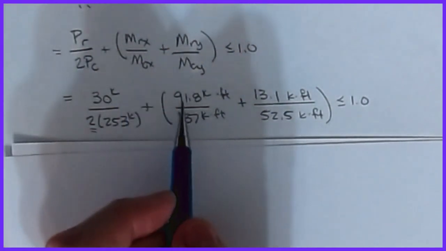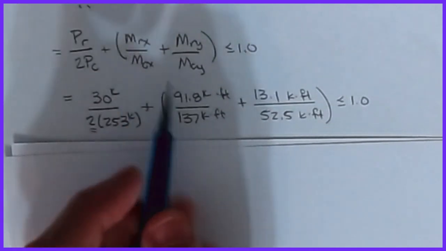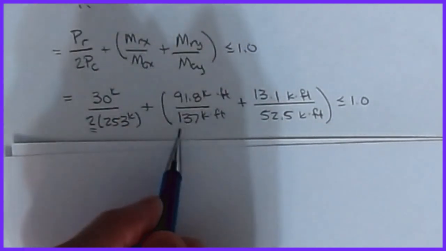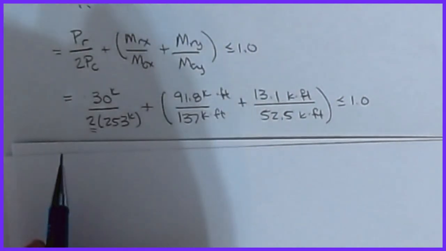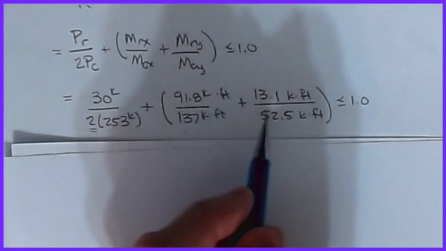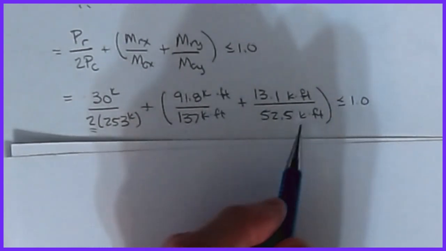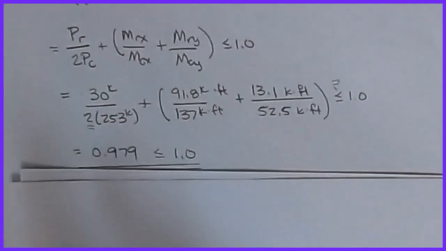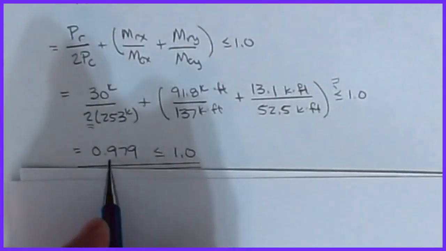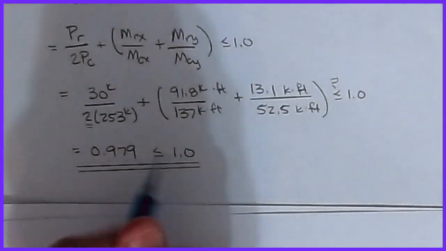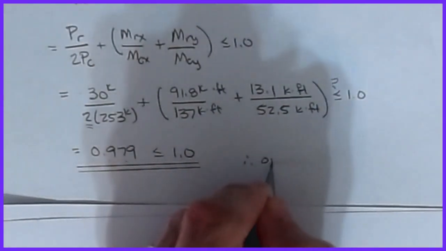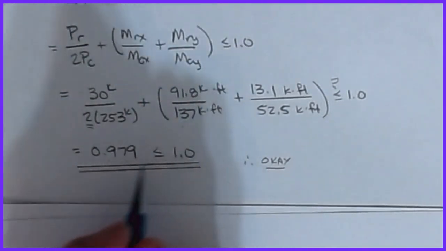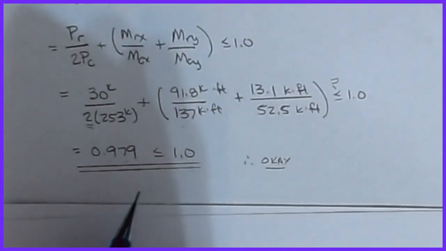Okay, and then we're going to come in and do our X direction ratios. These are the magnified ratios. So MRX, our magnified moment, was 91.8. Okay, and our capacity was the phi MN in the X direction, that 137 that we saw. And then the Y direction also contributes, 13.1 over 52.5. And then we ask the question, are we less than 1.0? Okay, and it turns out that if you do the math on this, it's 0.979. Okay, and that is indeed less than 1.0, so therefore we are okay for this column in this situation. And in fact, it's actually a pretty good design. You're at 98% of 100%.